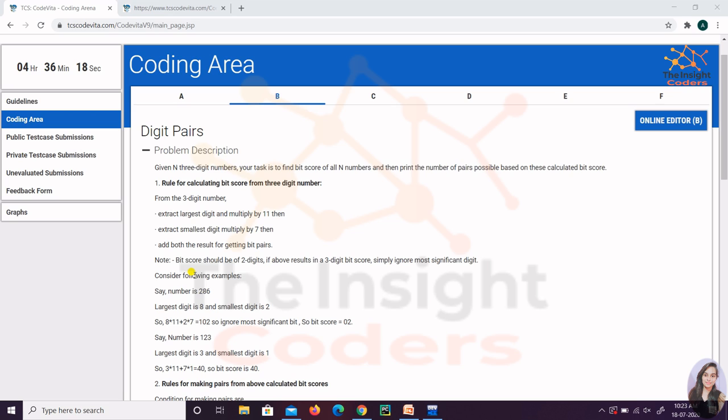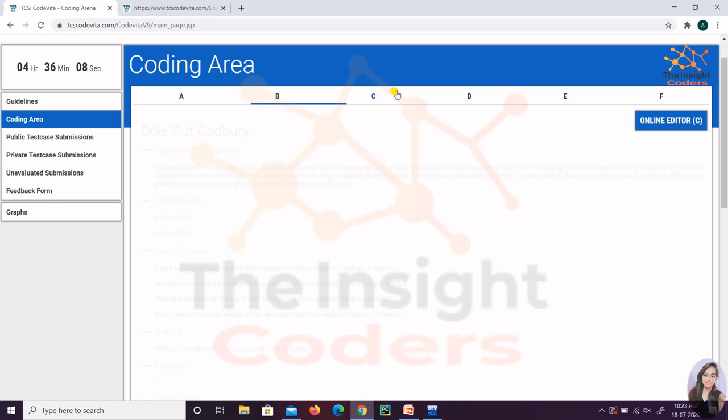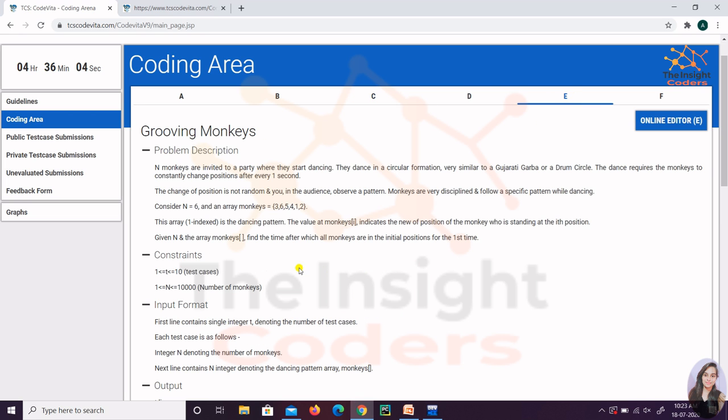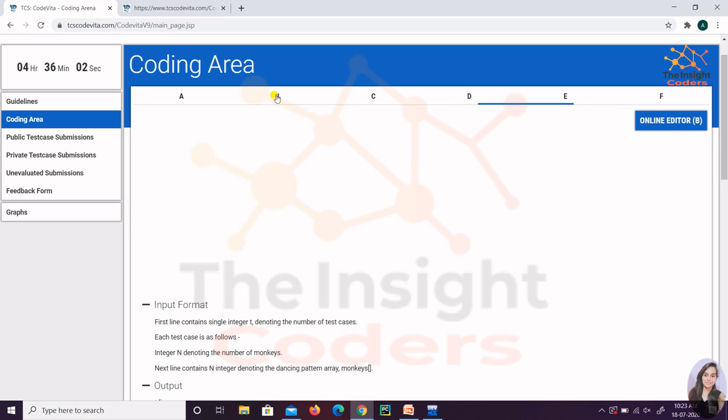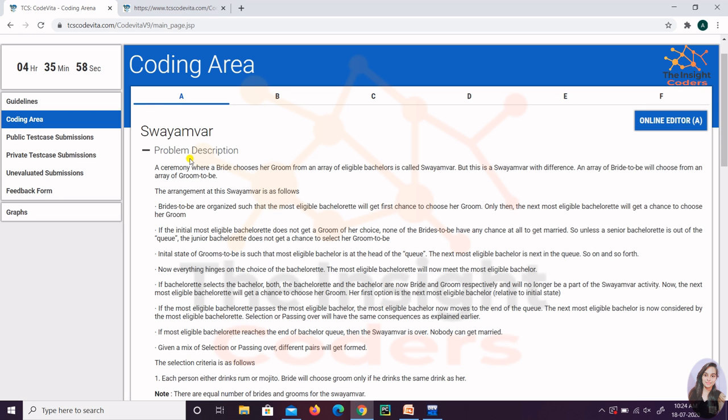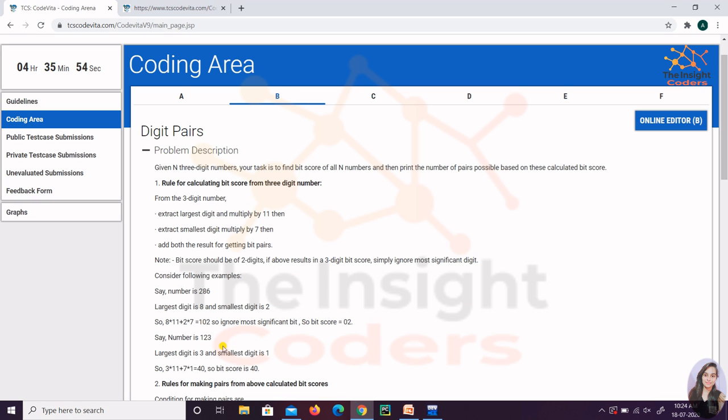So today we are going to see the second question of Codevita, that is digit pairs. Till now we have already solved Dole Out Cadbury, which is the C problem, and the E problem, that means Grooving Monkeys. Well, this is the digit pairs. Apart from that, you can also see the Swamber problem as well. So today let's see the digit pairs, understand its logic and then its implementation.